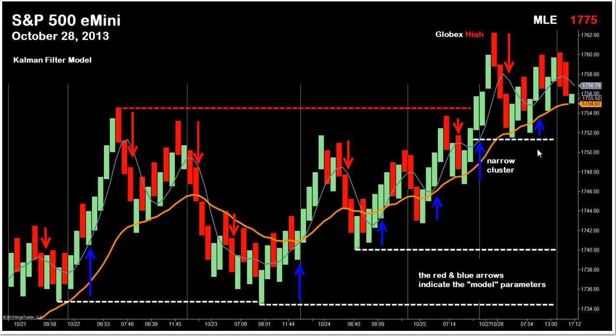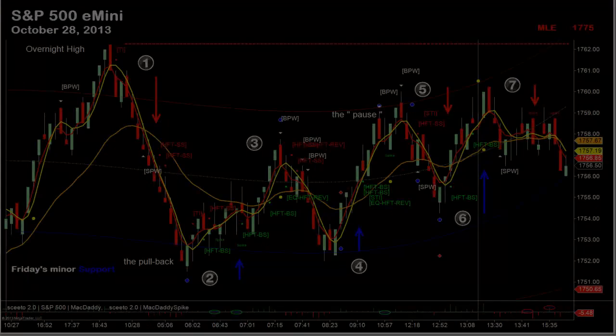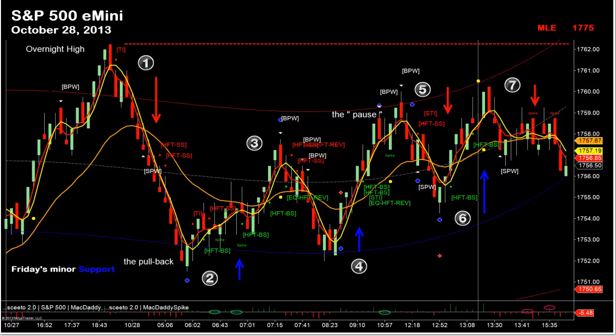In today's session, S&P futures held support at the upper edge of that narrow trade cluster. Buying interest entered the market during the pullback, and the S&P auctioned back up but failed to retest the overnight Globex high. For a detailed review of today's market developments, we'll turn our analysis to the 5-tick range chart.